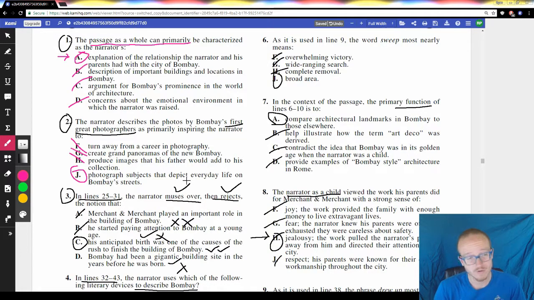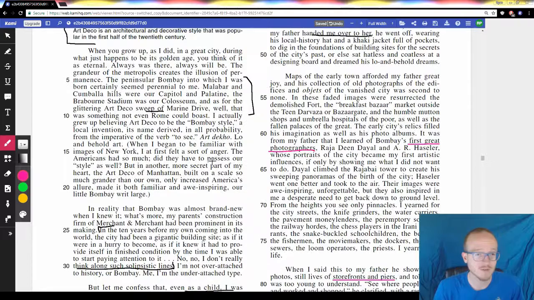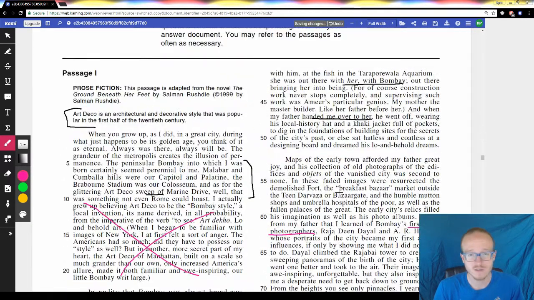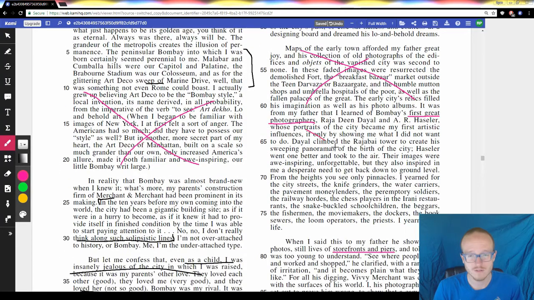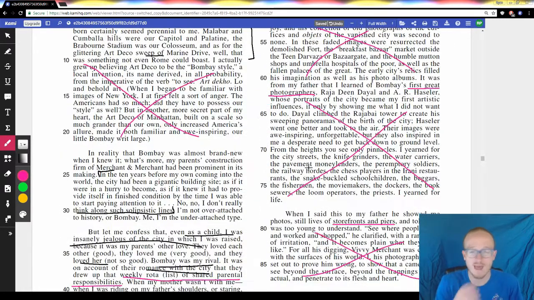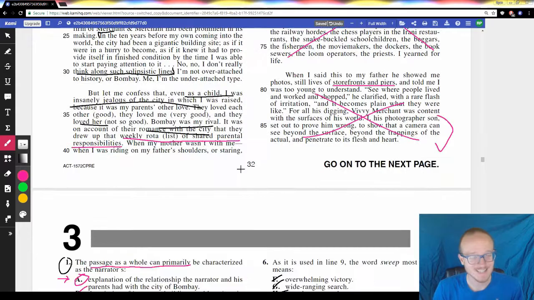And again, the great thing about this is that we didn't end up having to read this whole thing. There are whole big sections of this paragraph that we really didn't have to read too much of. We ended up only reading about half of it, and that can really save you a lot of time, especially on this really fast, crazily paced ACT test.